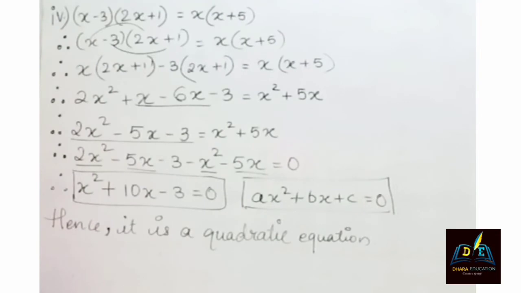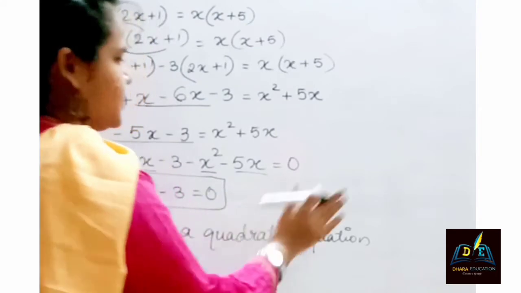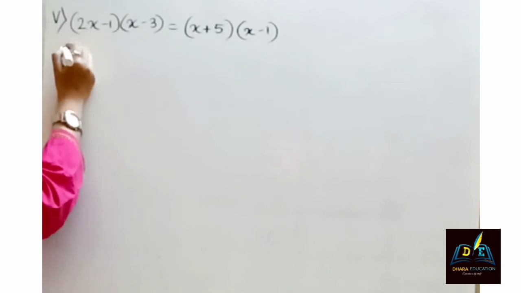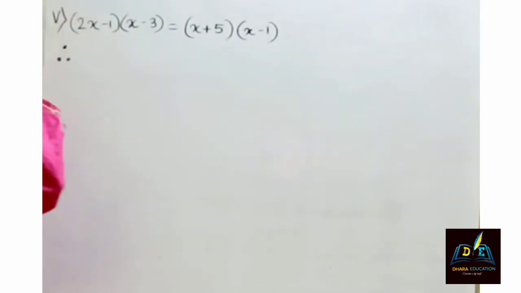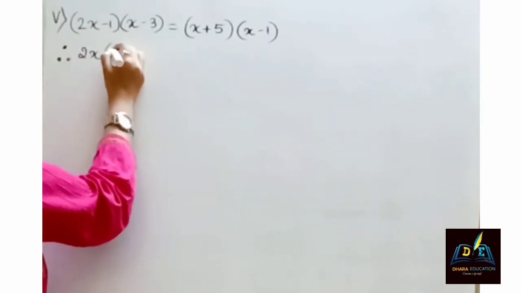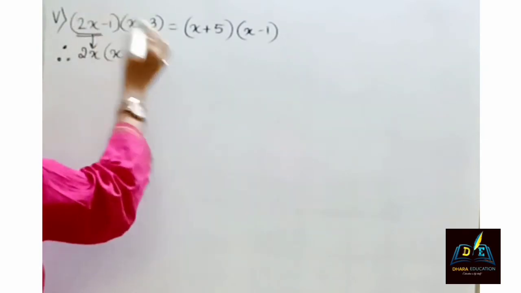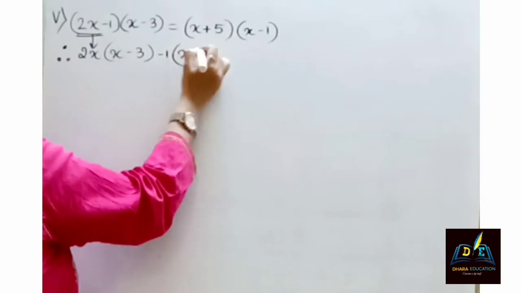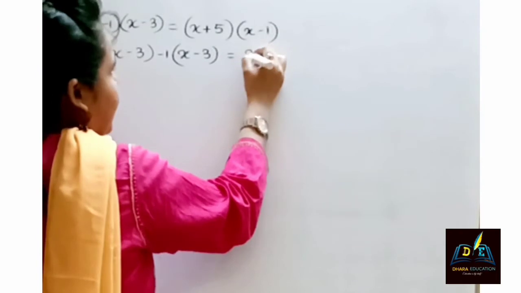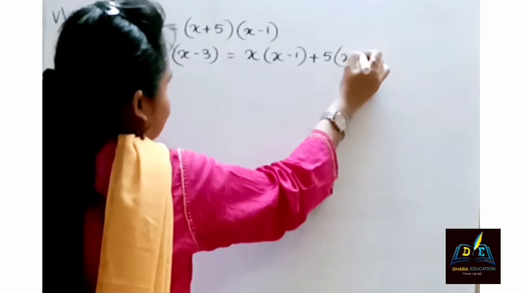So that's it, no need of writing this. Clear? Students, this is another sum, the fifth sum of the quadratic equation. Again we are going to follow the same steps. So 2x times x minus 3, this is 2x which I have taken here, and this is the complete term. Then minus 1 times x minus 3 once again is equal to x minus 1 plus 5 times x minus 1.